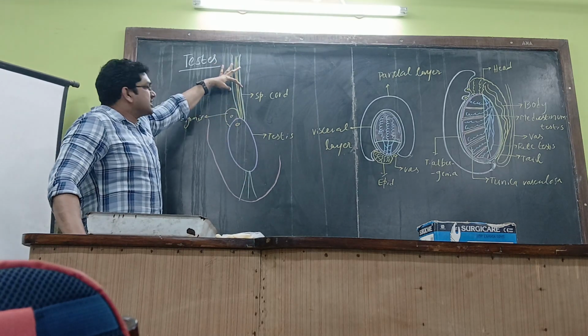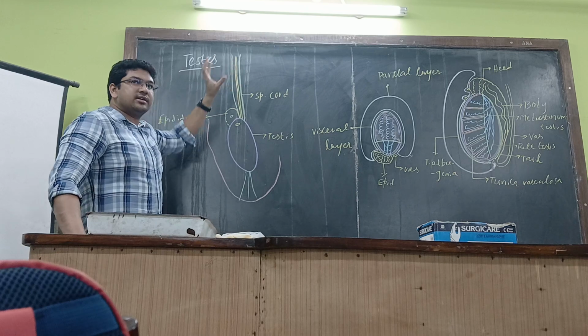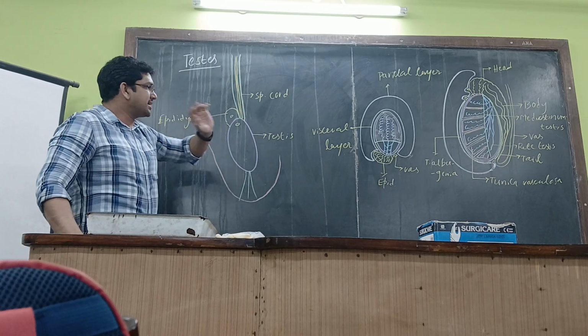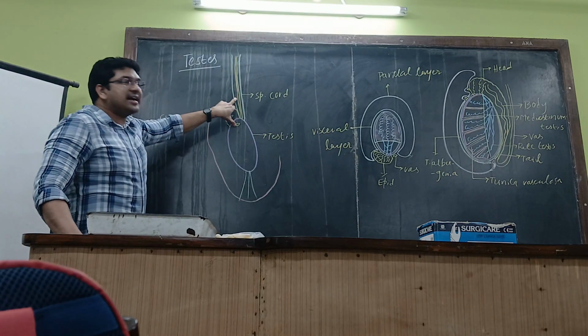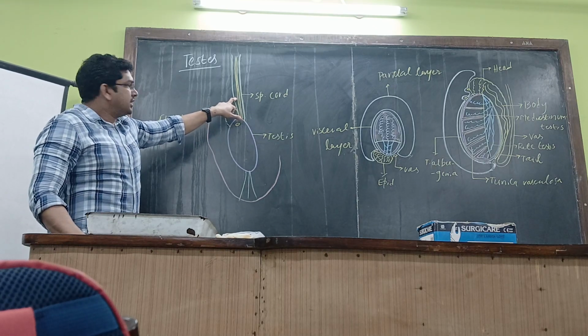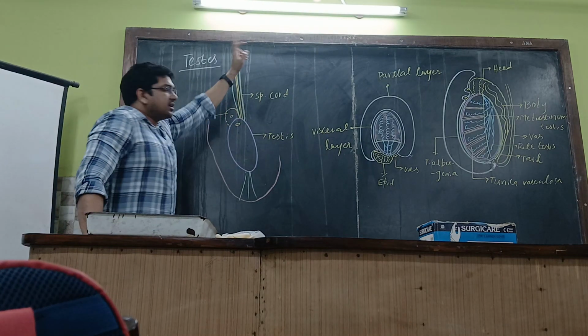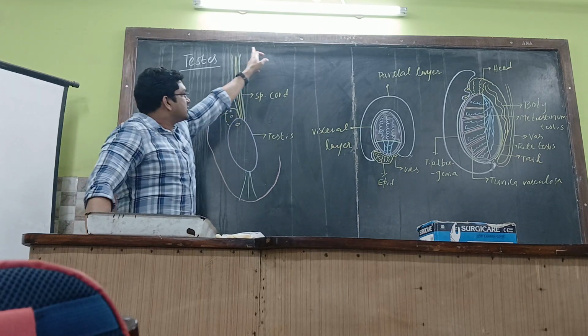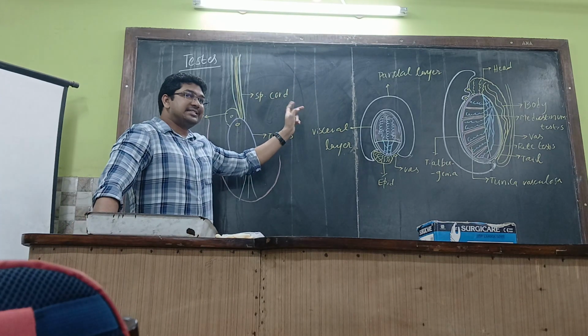Within the spermatic cord. Spermatic cord is a mixture of some other things also. We'll see that later. The vas deferens is the component or content of the spermatic cord. Getting it or not? And then further, the vas deferens will be joining with seminal vesicles.